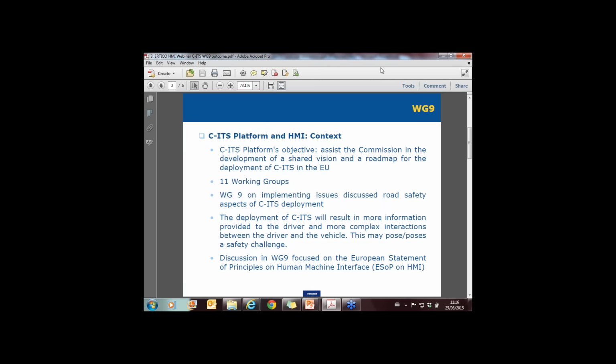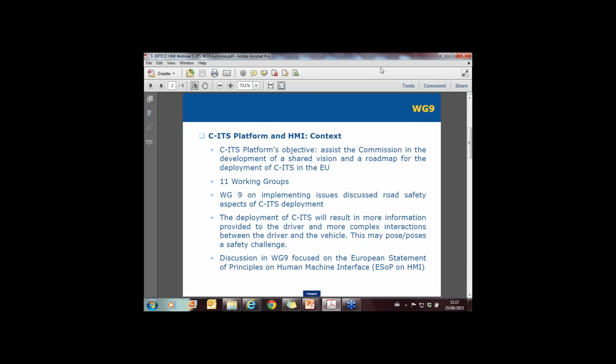And what's clear is that, in addition to the contribution of cooperative ITS to driver assistance technologies, generally speaking, the deployment of CITS means that the driver and the vehicle will interact in ways that are more complex. So there will be more information and more complexity, probably, and these may create some safety challenges.